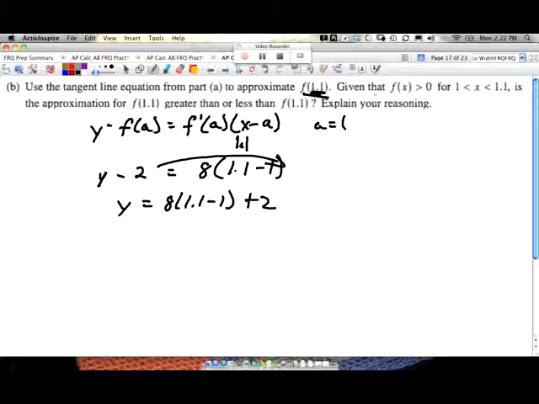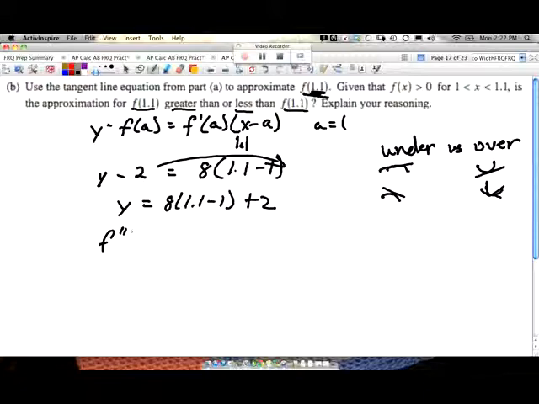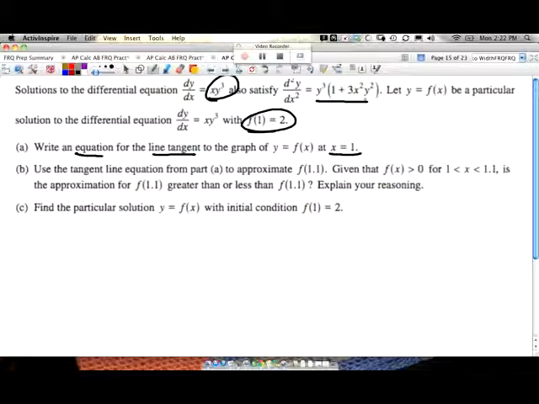And then it says determine if the approximation of f of 1.1 is greater or less than the actual value. So is it under versus over estimate? Because remember, under means that we're concave down, and over means that we're concave up, which means they need to look at second derivative. So f double prime of 1, let's see what the equation was. We got to go back and find that. It's right here. Whoa, that looks crazy.